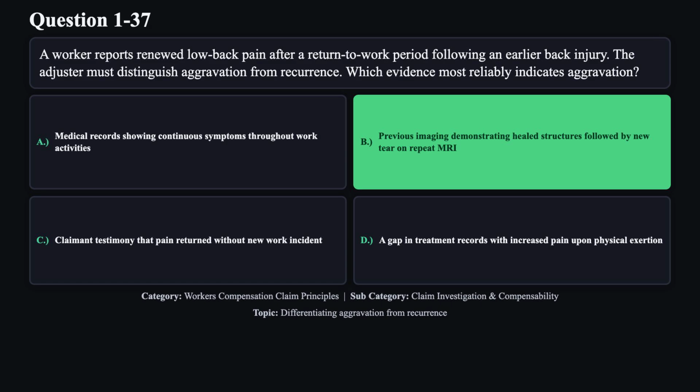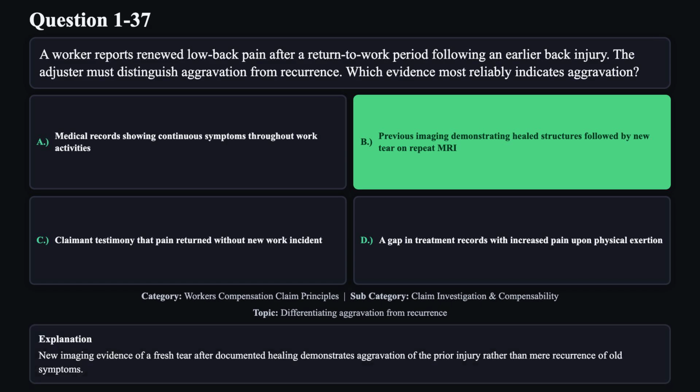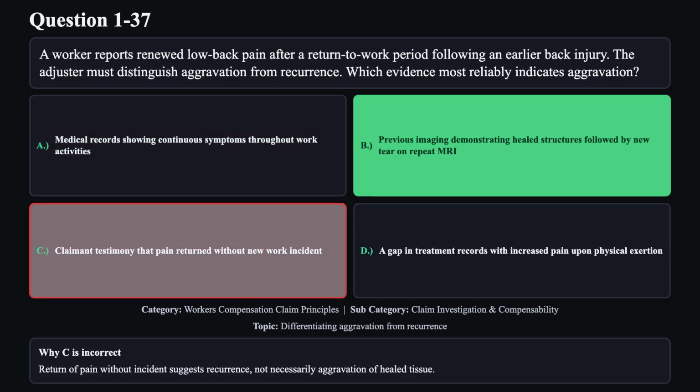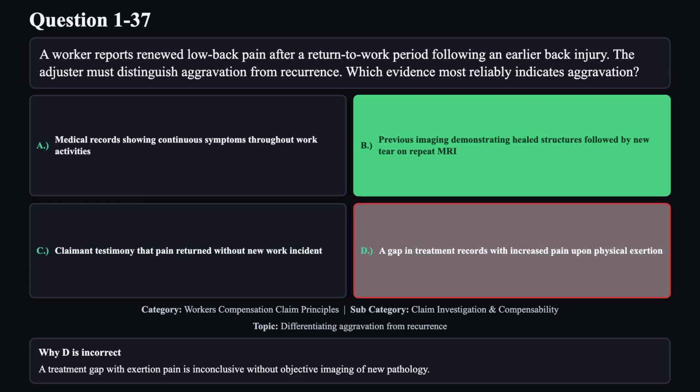The correct answer is B. New imaging evidence of a fresh tear after documented healing demonstrates aggravation of the prior injury rather than mere recurrence of old symptoms. Reason A is not correct. Continuous symptoms may indicate chronic issues, not a distinct aggravation event. Reason C is not correct. Return of pain without incident suggests recurrence, not necessarily aggravation of healed tissue. Reason D is not correct. A treatment gap with exertion pain is inconclusive without objective imaging of new pathology.